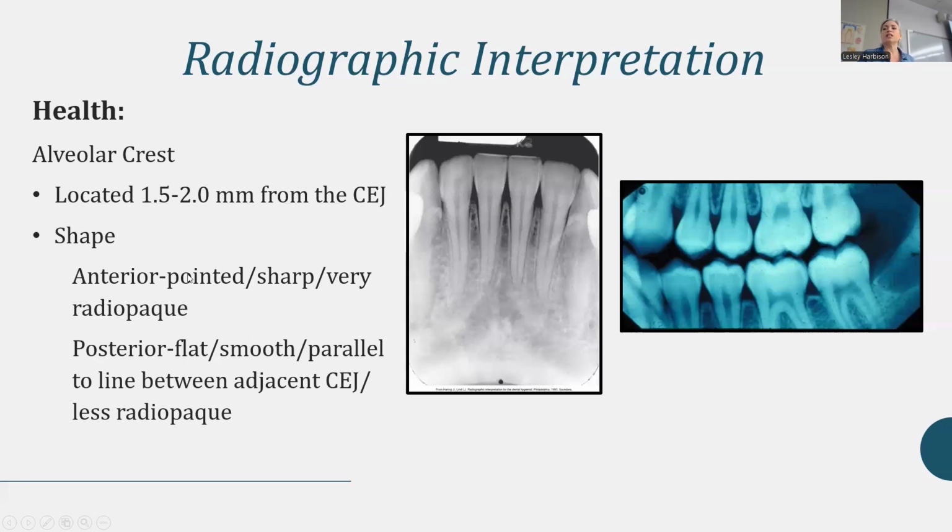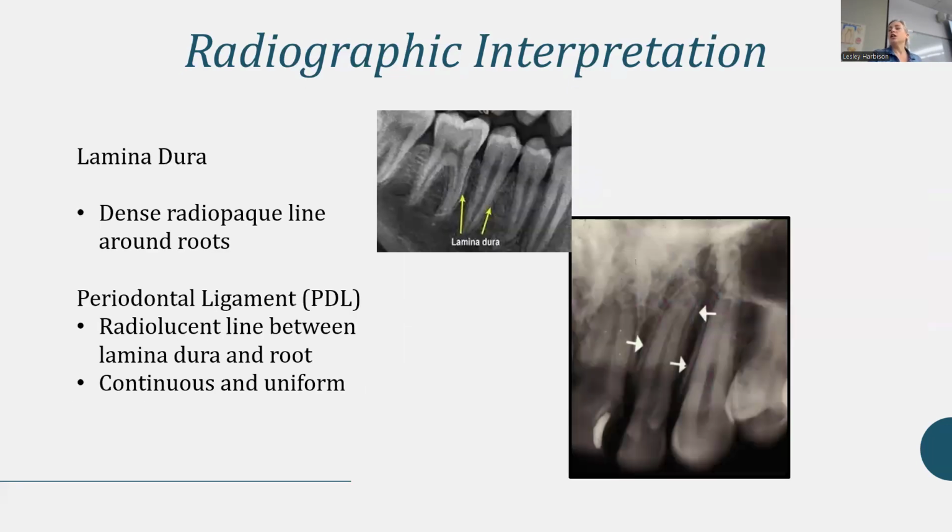Posterior, flat and smooth. Anterior tends to be a little bit more pointy. So those are a couple things that you can use. Then you can look at the lamina dura. So we know the lamina dura starts at the top, it goes over the alveolar crest, and it goes all the way down around the roots. And it should be fairly visible.